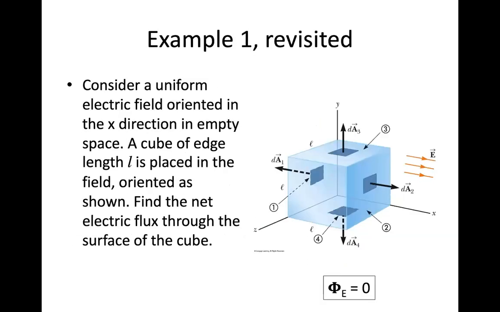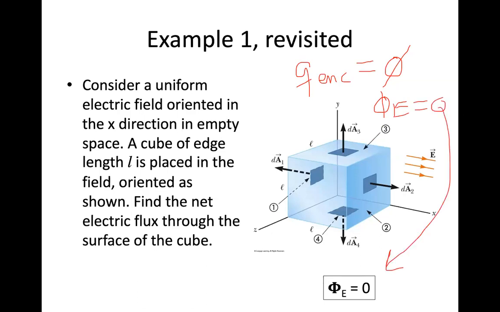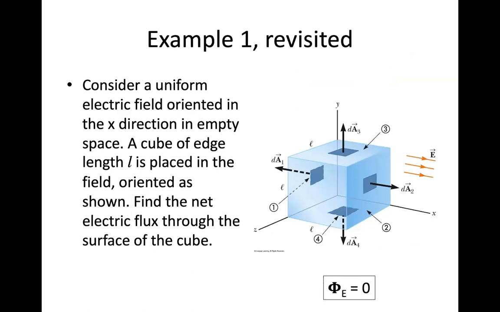So back to this problem. Is there a charge inside this cube? Nope. How much charge is enclosed within this cube? Big fat 0. So that means that the flux is equal to 0. Yeah, we did that already, looking at all our E dot dAs. But we can also legitimately just look at this and say, is there a charge in there? No, no flux.